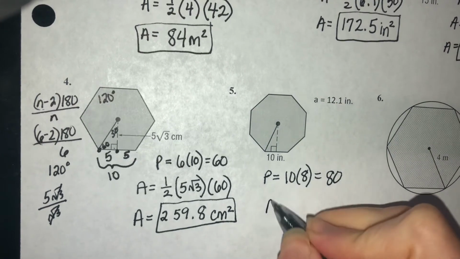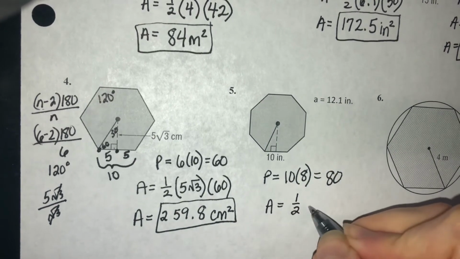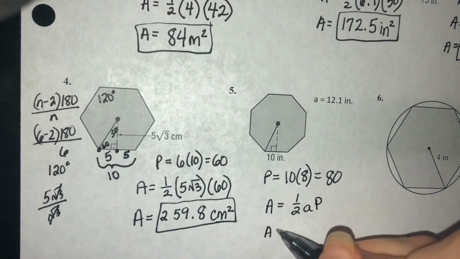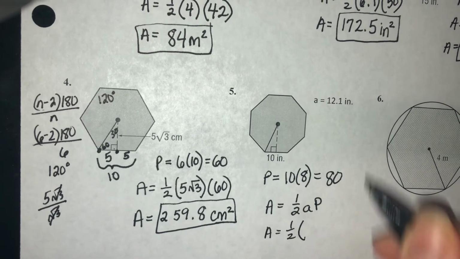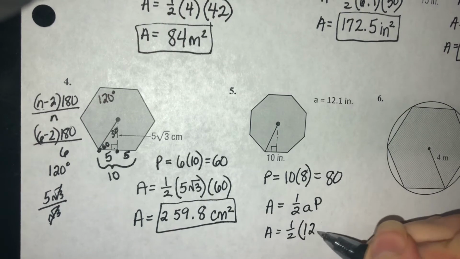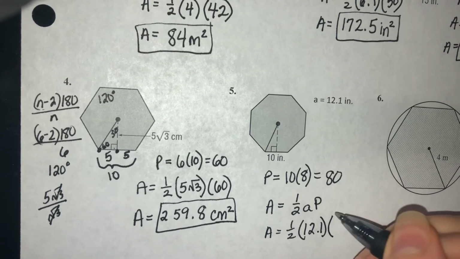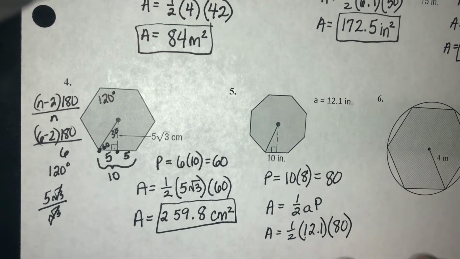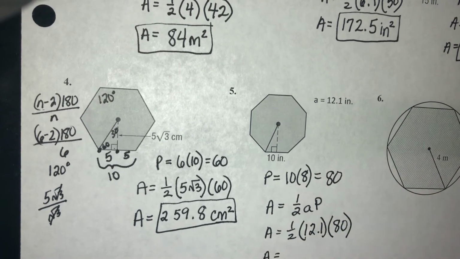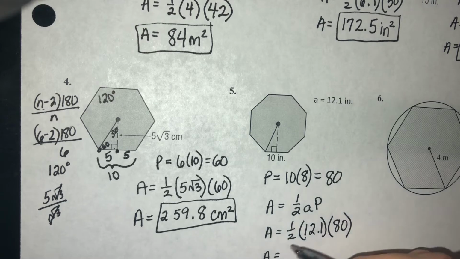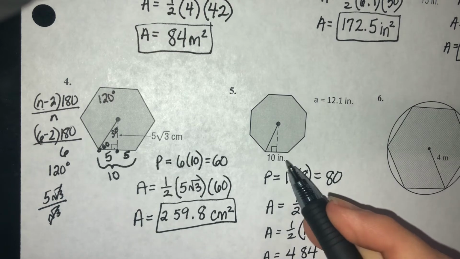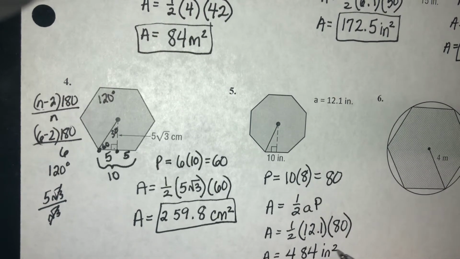And now area equals 1/2 little a times p is our formula. So area equals 1/2 the apothem, which is 12.1 given in the problem, times the perimeter that we just found, 80. And multiplying this gives us 484. And the units would be inches squared.